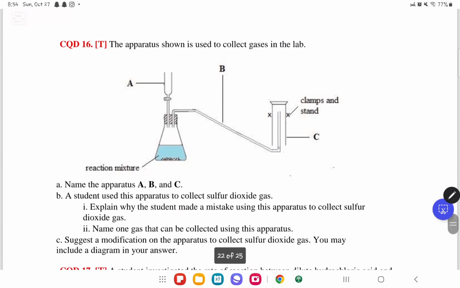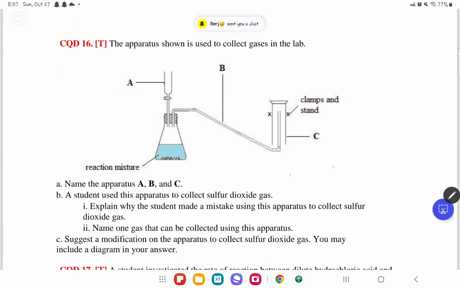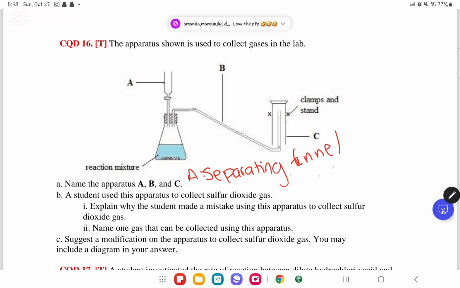Now we proceed to CQD number 16. So now let us answer CQD number 16. The apparatus shown below is used to collect gases in the lab. Name apparatus A. Apparatus A is, I believe, a separating funnel. So A is a separating funnel.